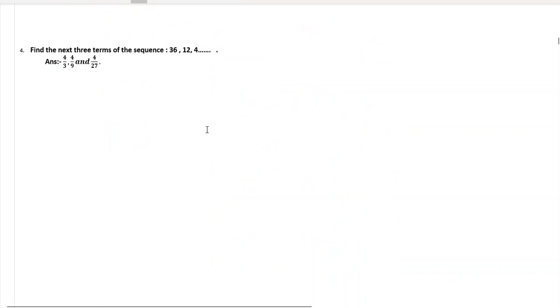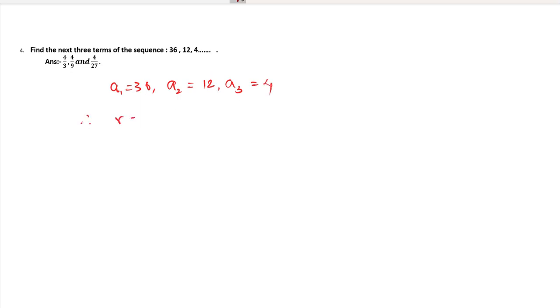Okay, next question. Find next three terms of the sequence 36, 12, 4. Very easy. The first term is 36, second term 12, third term 4. Therefore common ratio is A2 by A1. So 12 by 36, 1 by 3. So the common ratio is 1 by 3.